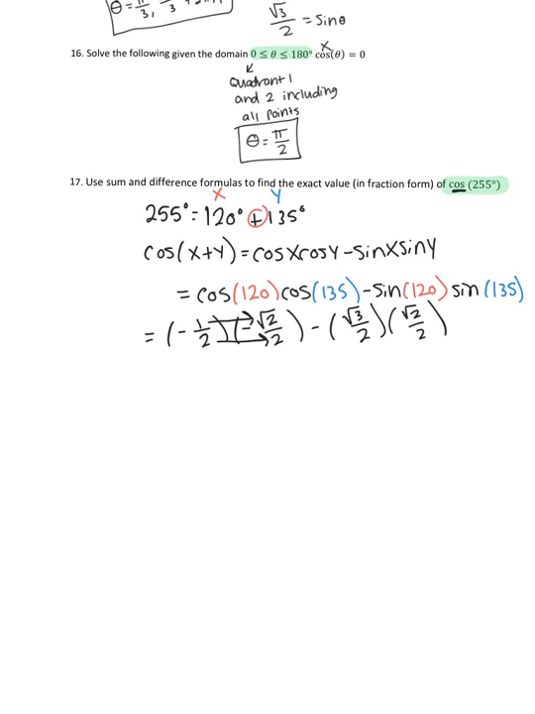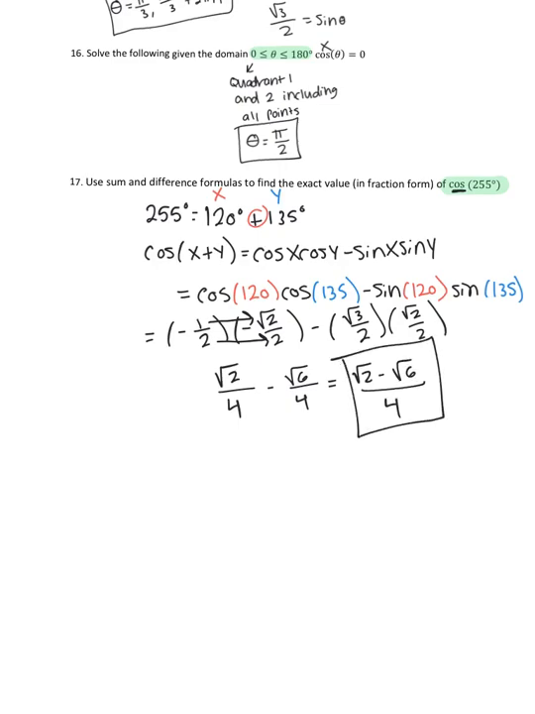1 times the square root of 2 is the square root of 2. On the bottom, 2 times 2 gives me 4. On the next set, root 3 times root 2 gives me root 6, and then 2 times 2 on the bottom gives me 4. Since these have the same denominator, I can combine them into one fraction with a single denominator of 4, and this is my answer.